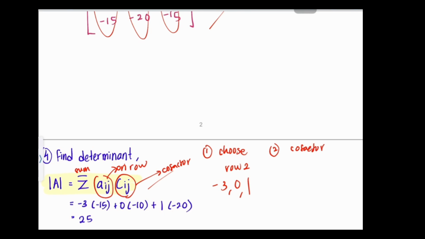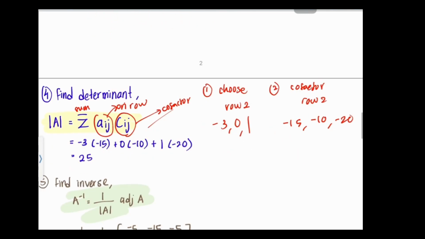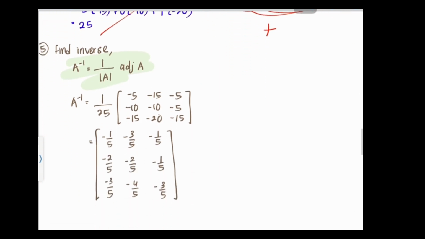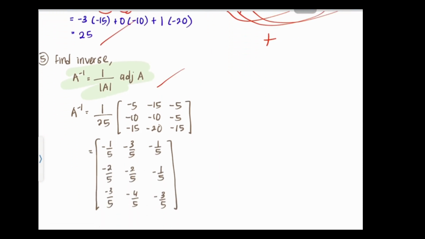Secondly, you need to list the second row for the cofactor also: -15, -10, and -20. And then you multiply every one of them and sum it all to get your determinant. Lastly, you can find the inverse by using this formula: 1 over determinant times the adjoint A. So you put in the values that we already found earlier and you times every number here, and you get your inverse matrix. As simple as that.